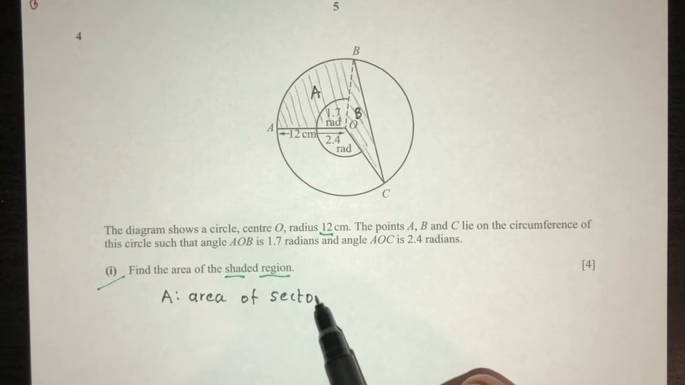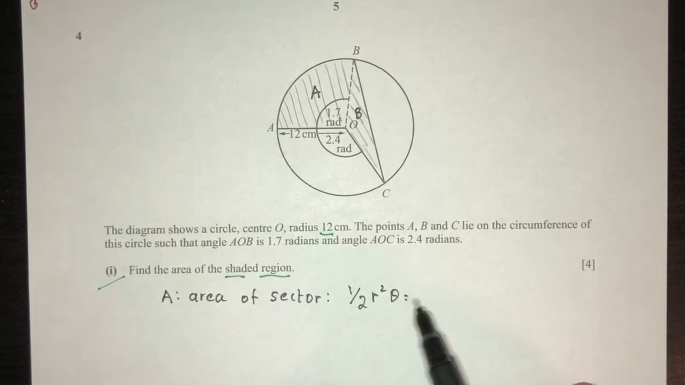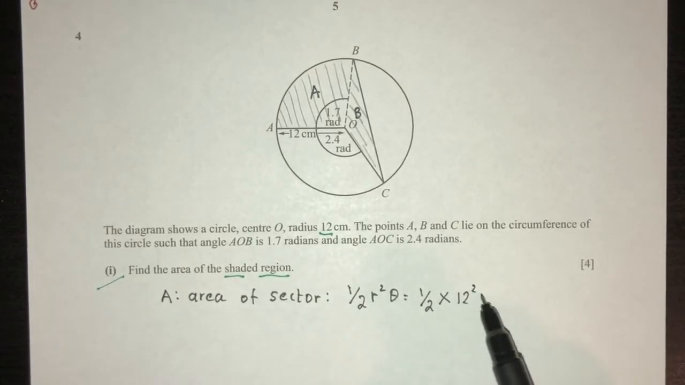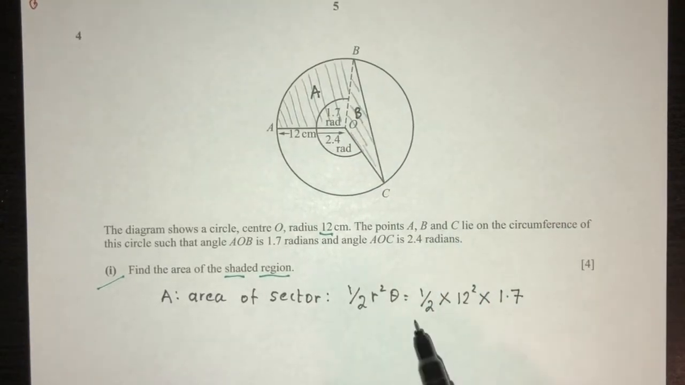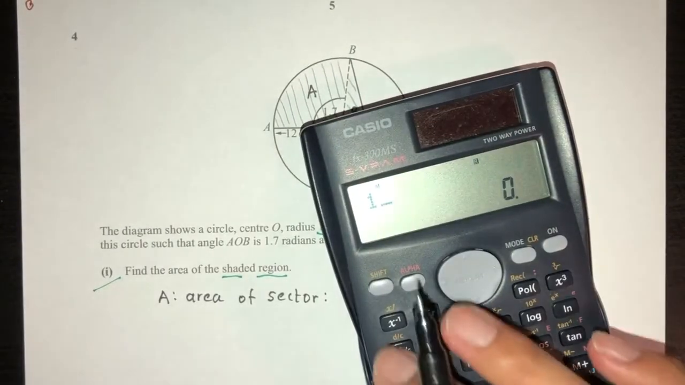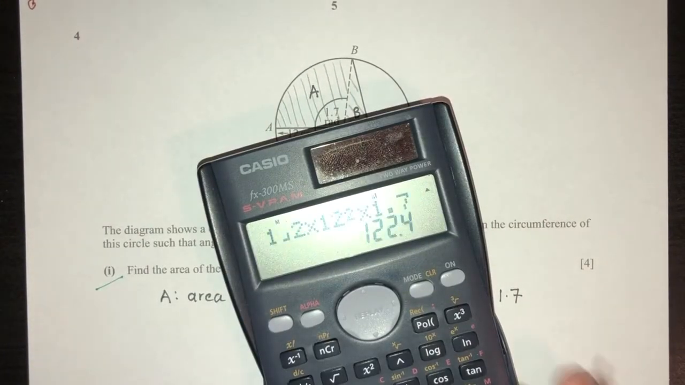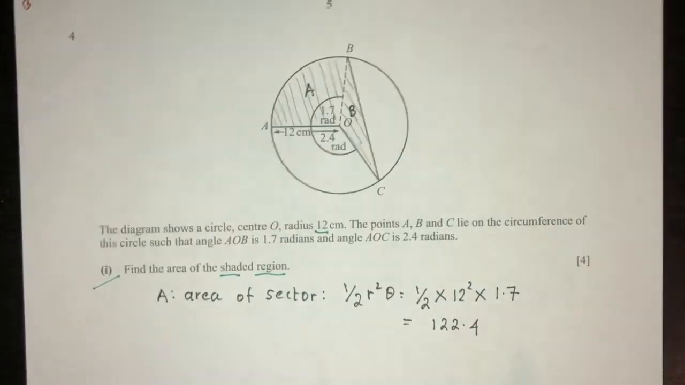We just use the formula that you will know: half r squared theta. Half times r squared, which is 12 squared. Theta is the angle, which is 1.7. That is also given to you. So half times 12 squared times 1.7. That should be 122.4. That's the area of A.